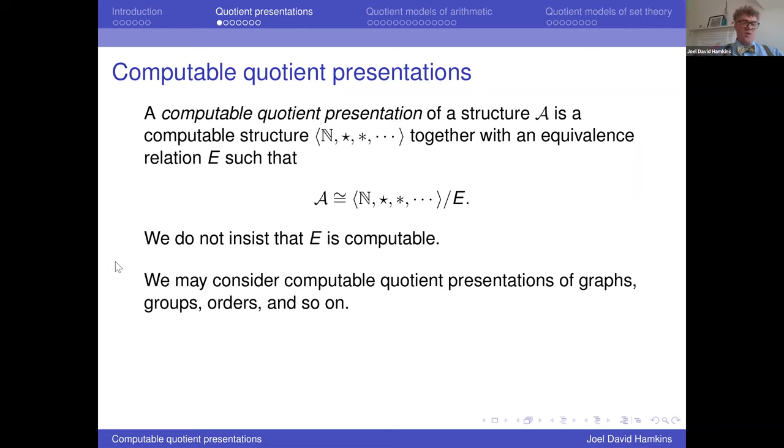And so, of course, one can consider computable quotient presentations of graphs or groups or orders or whatever you like, models of set theory, models of arithmetic.